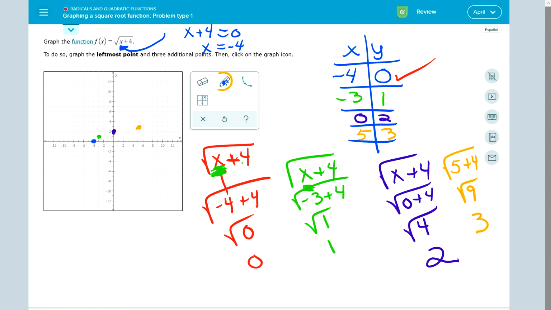So you're going to use this symbol here in order to plot your dots. And then when you click on this, it's going to connect them for you, and it'll draw it like that.